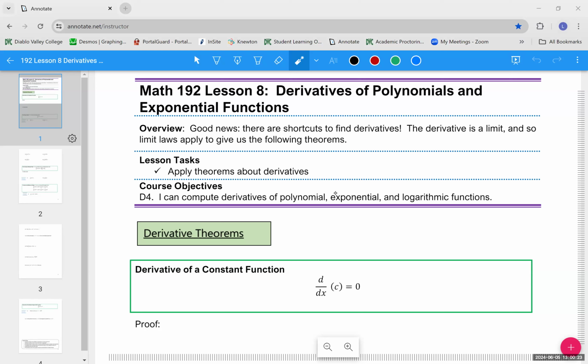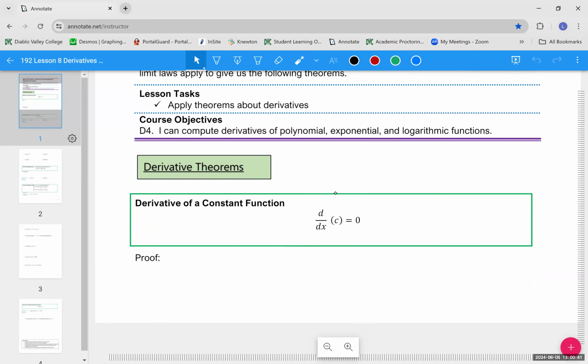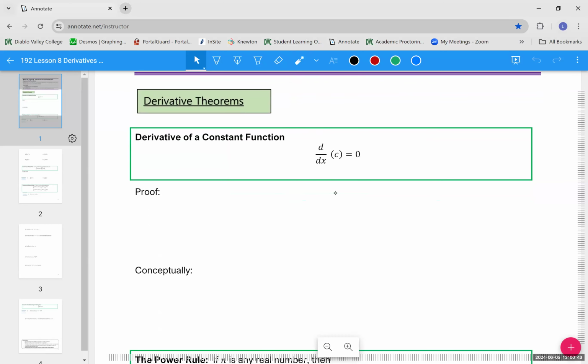And then we're going to keep going with derivatives of trig functions, and then some rules about products and quotients and all kinds of composite functions and things like that in upcoming lessons. So this lesson represents the beginning of the shift in focus from concept to practical process. Okay, so let's go ahead and start with some derivative theorems. The first one is that the derivative of a constant function is 0.